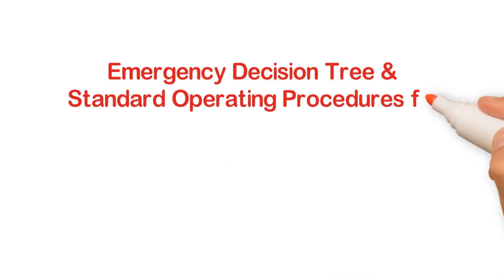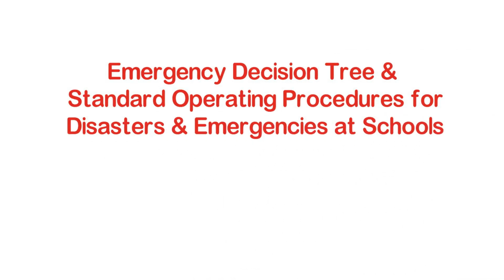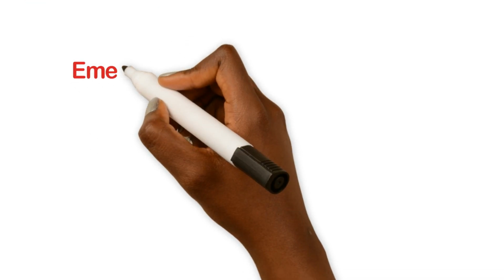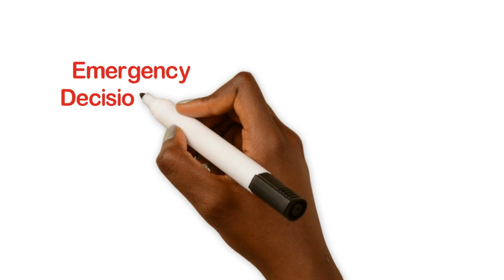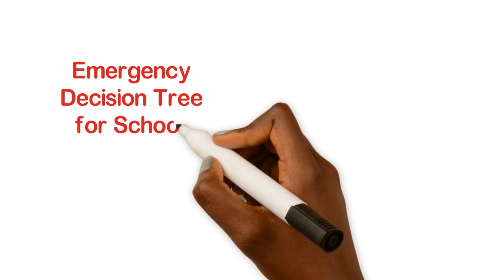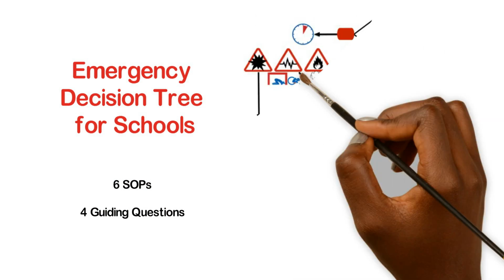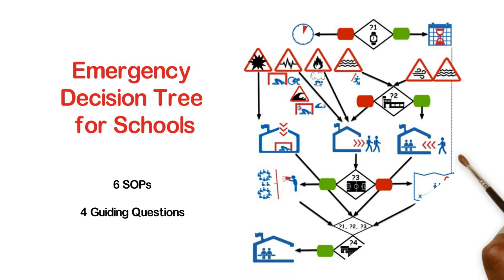Emergency Decision Tree and Standard Operating Procedures for Disasters and Emergencies in Schools. The Emergency Decision Tree provides you with 6 standard operating procedures and 4 guiding questions to help any staff member assess a situation quickly and take the safest course of action.